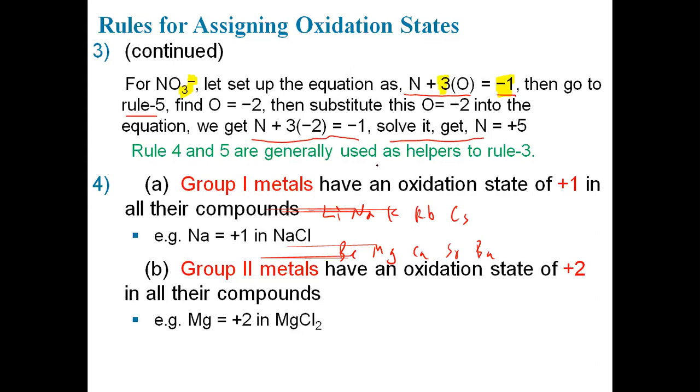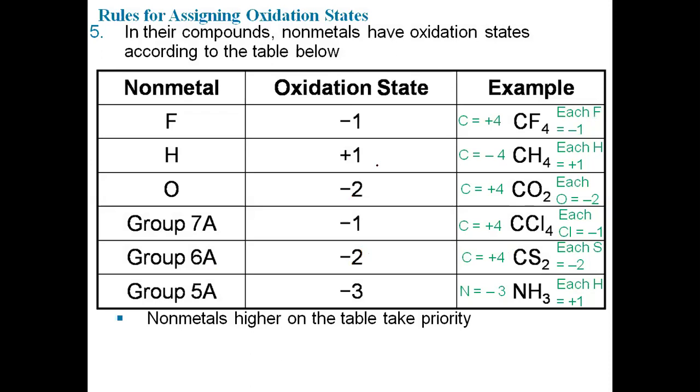Okay, so yes, this table has the priority. So if you set up the equation using rule 3, you come to this table and see: if you need the number for F, you find the number for F first. If you need the number for H, then you have to check if you need the number for F first. So you know what this means.